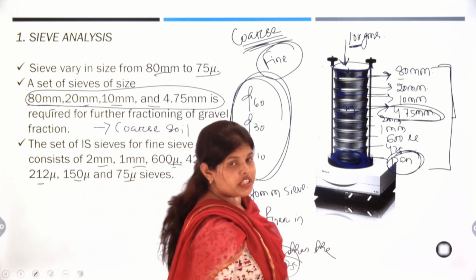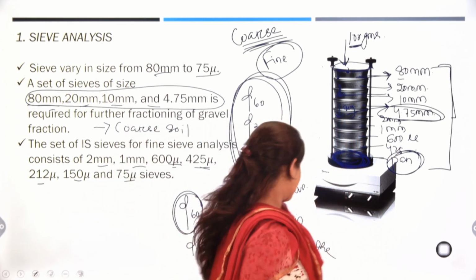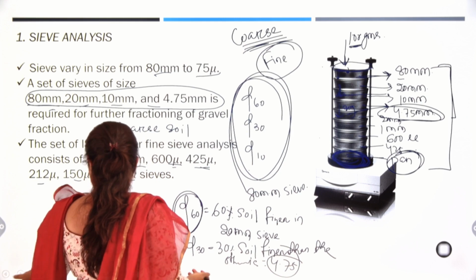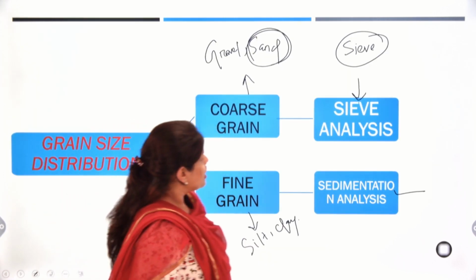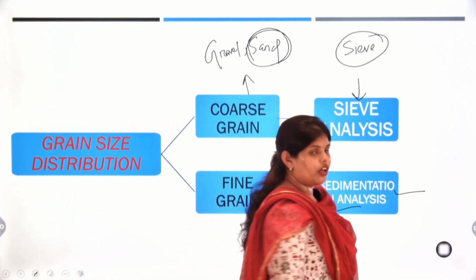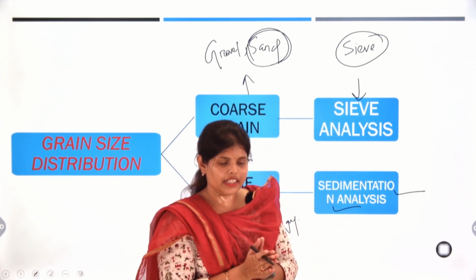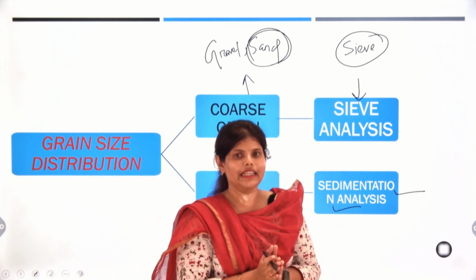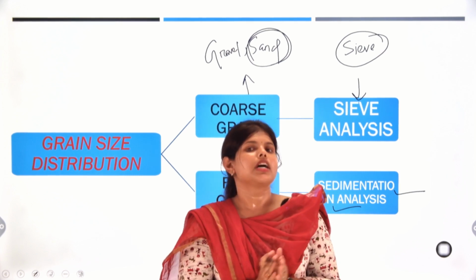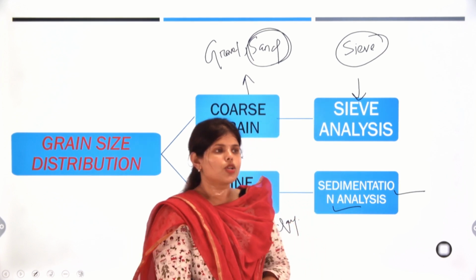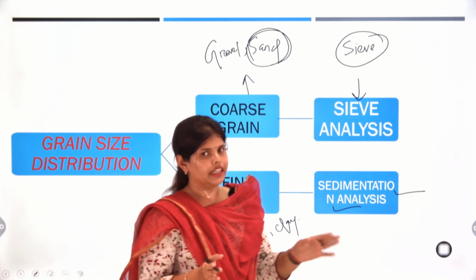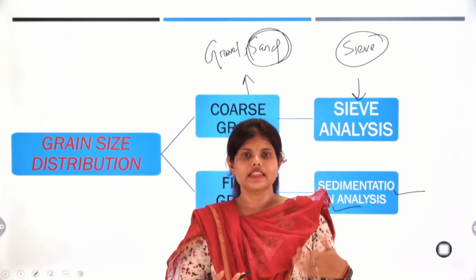So we have understood sieve analysis. So what is sedimentation analysis? Sedimentation analysis is done for fine grained soil. As the gap between particles is very small, there is the pipette method for sedimentation analysis. We will discuss sedimentation analysis briefly in our next class.